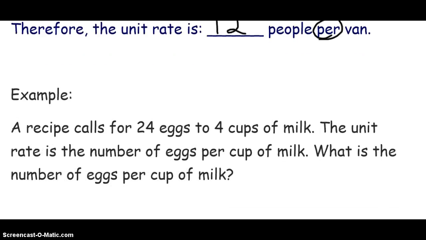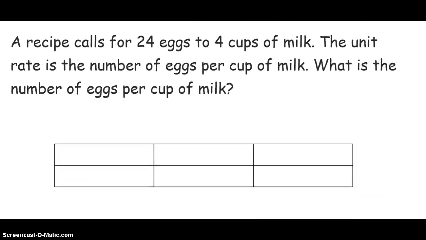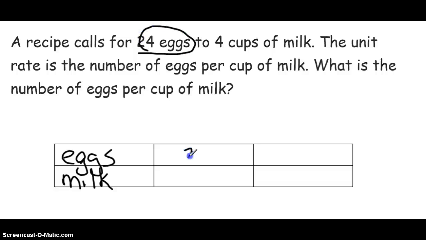Let's look at another example. A recipe calls for 24 eggs to 4 cups of milk. The unit rate is the number of eggs per cup of milk. What is the number of eggs per cup of milk? So the 2 different things that we are comparing is we're comparing the number of eggs to the number of cups of milk. The original number that they give us is 24 eggs for 4 cups of milk. So I'm just inputting that information into my table.